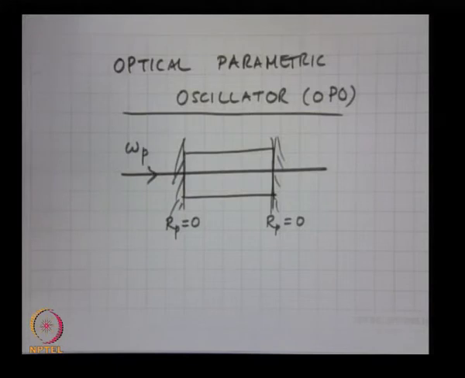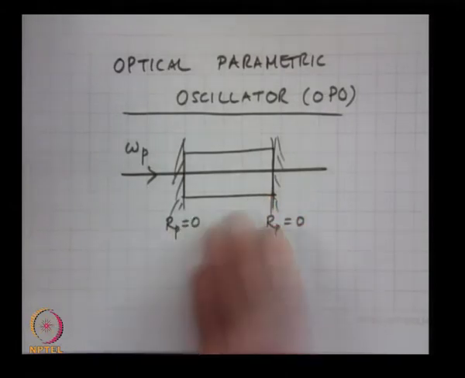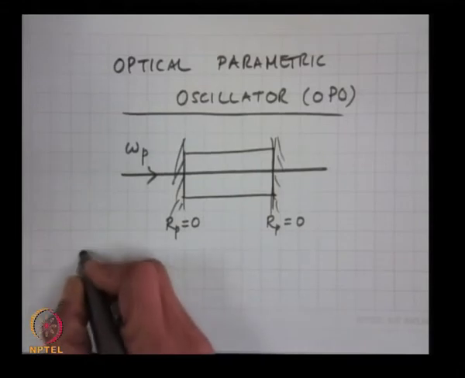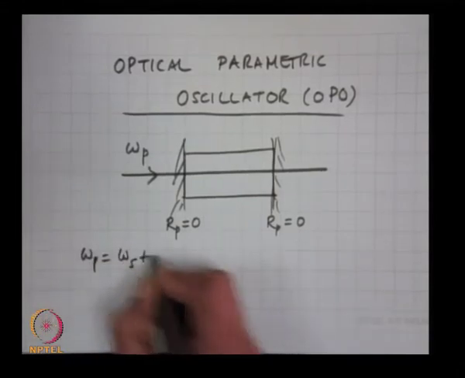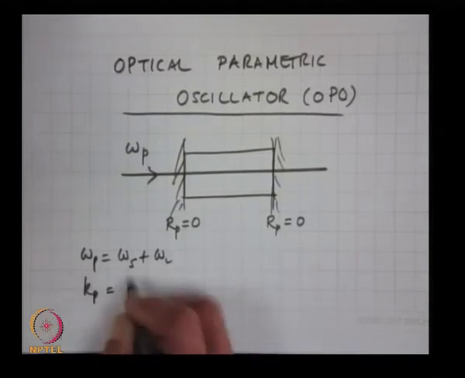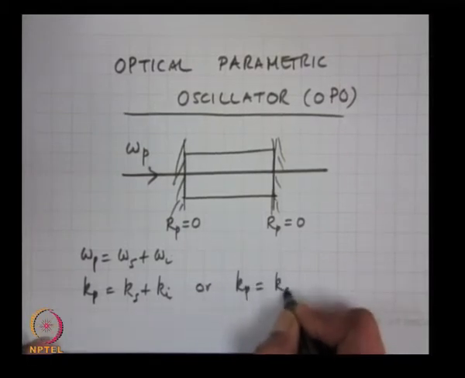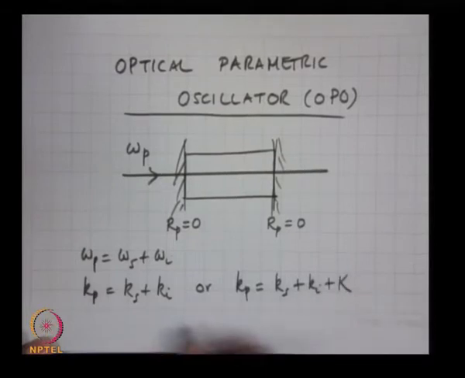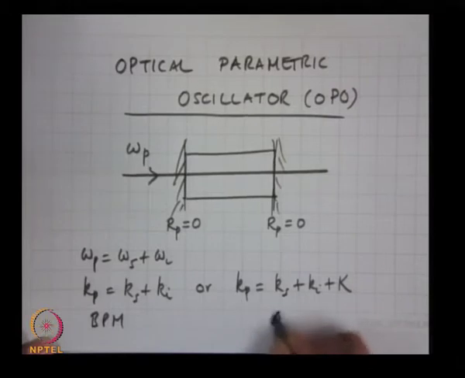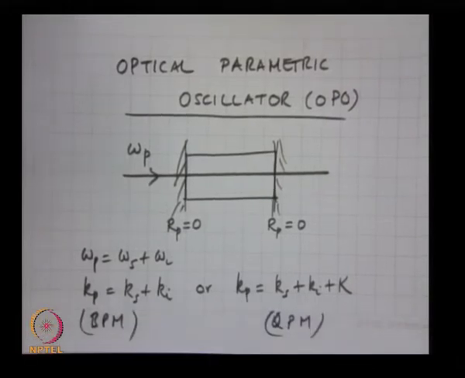Now let me assume that, either by birefringence phase matching or by quasi phase matching, I'm satisfying the phase matching condition for one pair of frequencies, omega s and omega i. Kp is equal to Ks plus Ki for birefringence phase matching, or Kp is equal to Ks plus Ki plus a grating term for quasi phase matching. By some arrangement, I can achieve phase matching. So now I launch pump light into the crystal.